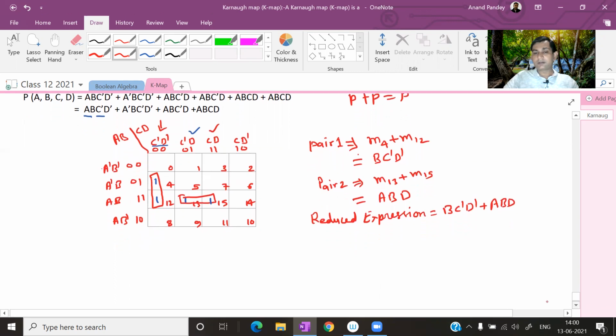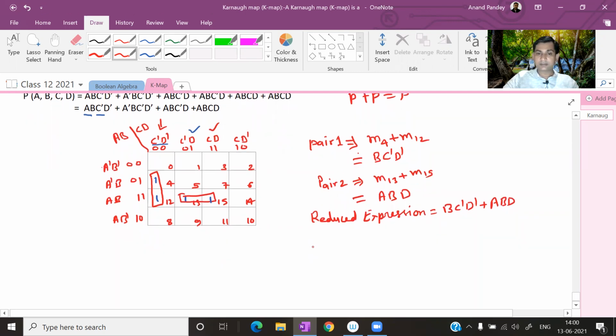Okay, if you draw the logic gate diagram for this, you can draw it like this. One AND gate for B C dash D dash, and one AND gate for A B D, and both will be joined with one OR gate. And so here we have F. This is one of the ways.